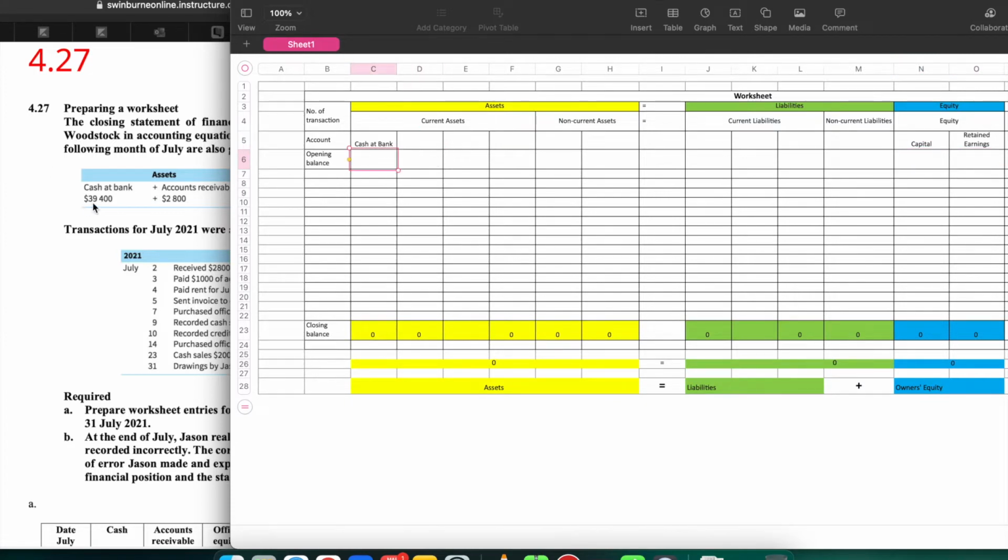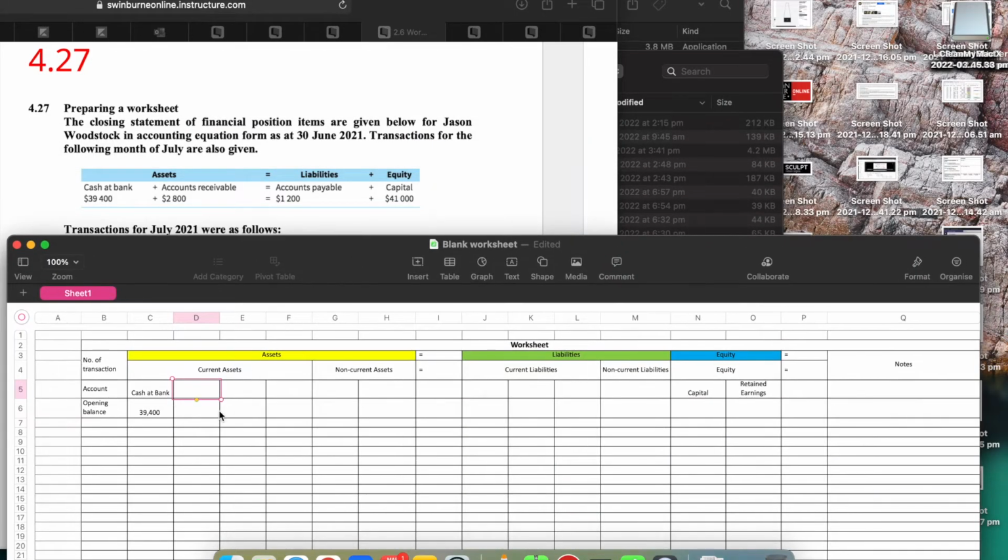Okay, and it has an opening balance we can see of 39,400. Okay, and look, you can see that this has already got a sum formula in it. So it's summing up all the entries in here. So thank you, that makes life so much easier. Now let's bring this down here.